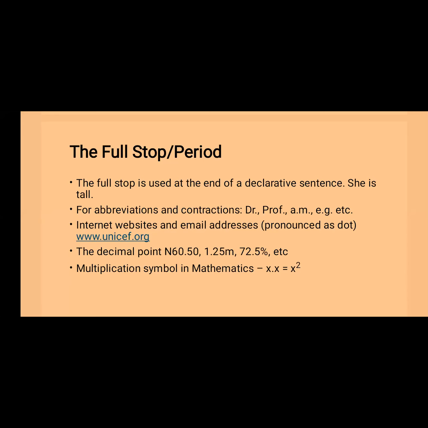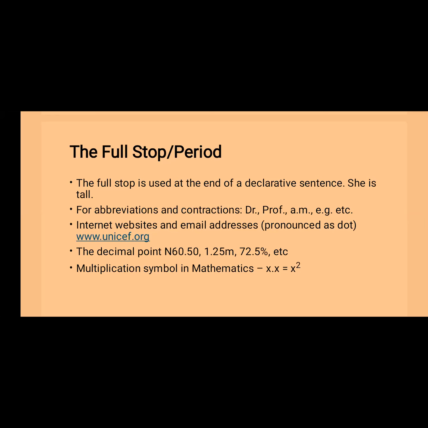Then for internet websites and email addresses, we use the full stop pronounced as dot. www.unicef.org, or you say dot org. It is the full stop that you use to mark that. info@yahoo.com, info at so and so at unilag.edu.ng. So you're using the full stop for that.